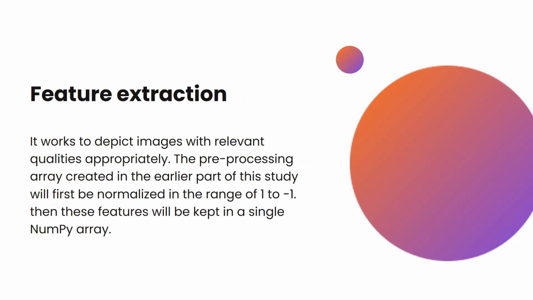This step is called feature extraction. In this step, features are extracted by finding distinctive features from the input images. The array that is generated during the pre-processing is normalized to a range of -1 to 1 and is kept in a single NumPy array.